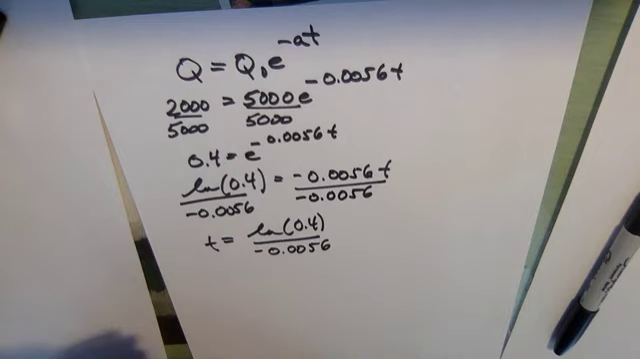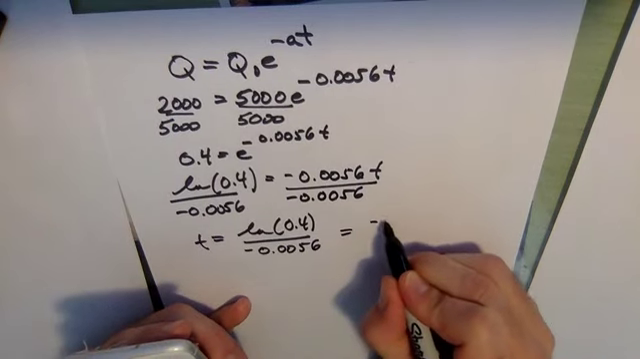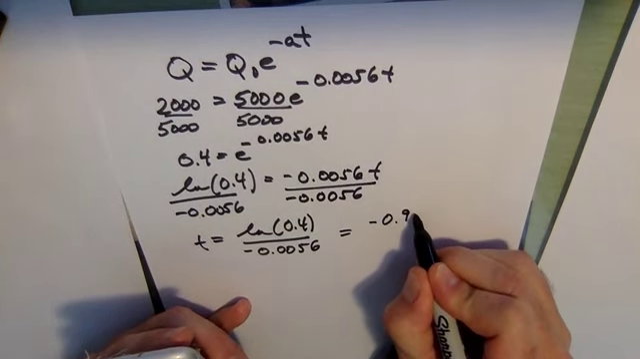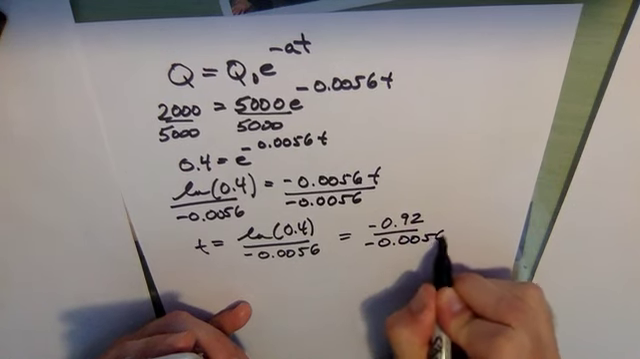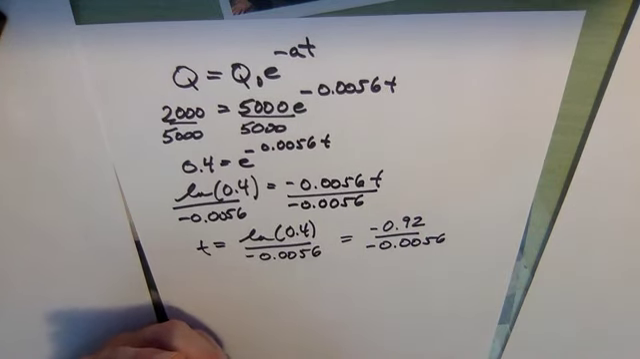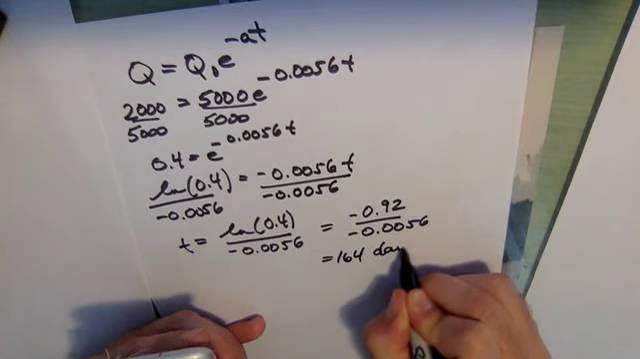natural log of 0.4 is negative 0.92 over negative 0.0056. So let's see if I could do that. 0.92 divided by 0.0056 is equal to 164 days.